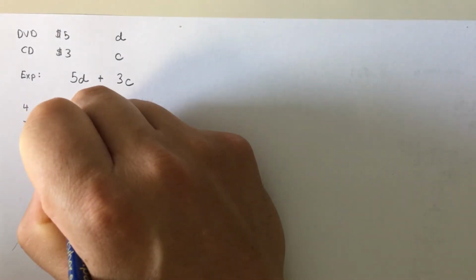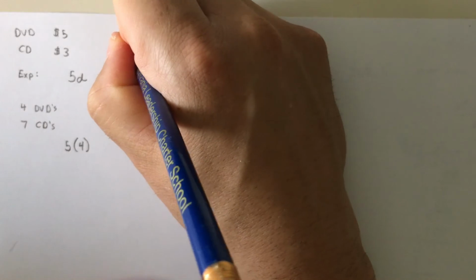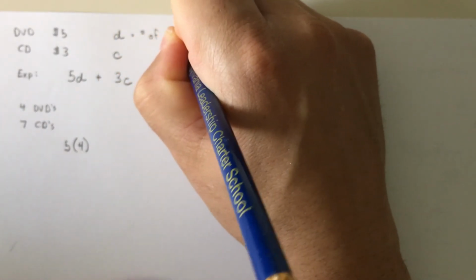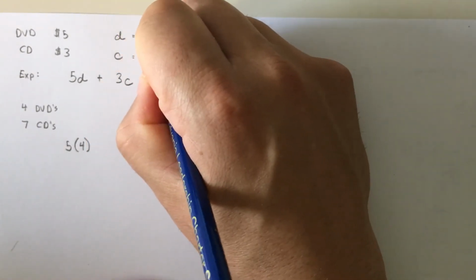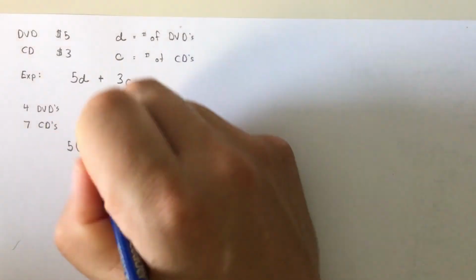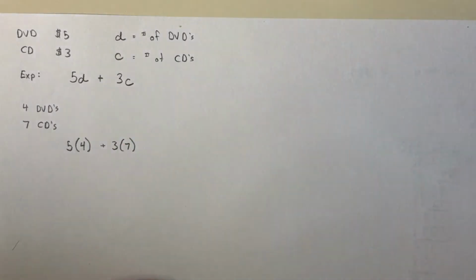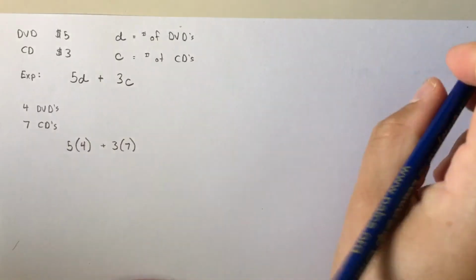Now that we've found our expression, let's go ahead and find our solution to the question. We want to know the cost of 4 DVDs. So remember we said that D represented the number of DVDs and that C represented the number of CDs. And that we purchased also 7 CDs. So we replace C with 7 in this case. So now we're going to continue onward.